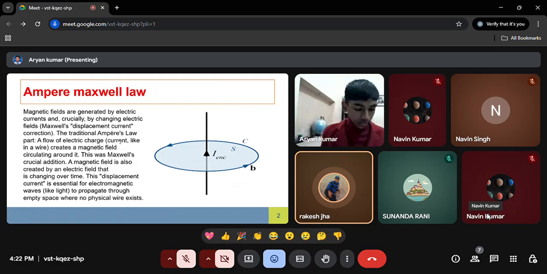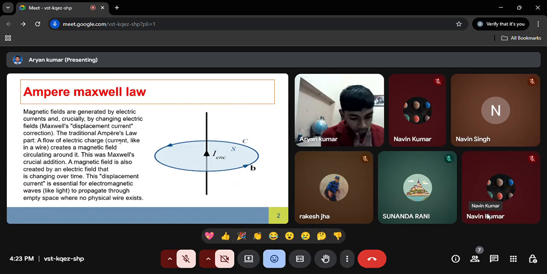Magnetic fields are generated by electric currents and curiously by changing electric fields. The traditional Ampere's law part: a flow of electric charge creates a magnetic field circulating around it. This was Maxwell's crucial addition. A magnetic field is also created by an electric field that is changing over time. This displacement current is essential for electromagnetic waves to propagate through empty space where no physical wires exist.